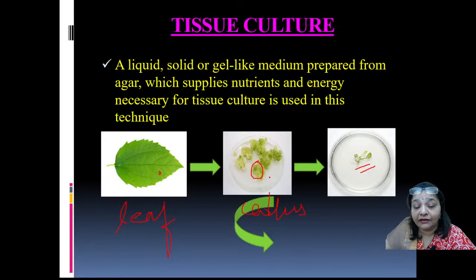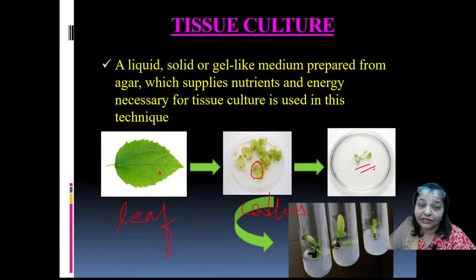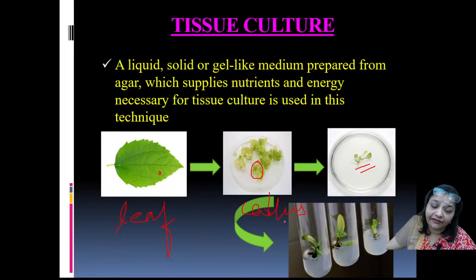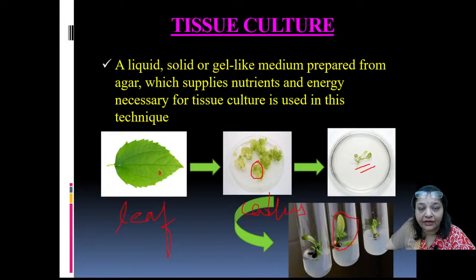Now this callus, of course, can be separated, can be segregated. Even a single cell can be separated from this callus and allowed to grow in the nutrient agar medium, and each cell can grow into a new organism. You can see here the small plantlets have already developed in the nutrient agar medium, isn't it? Right.